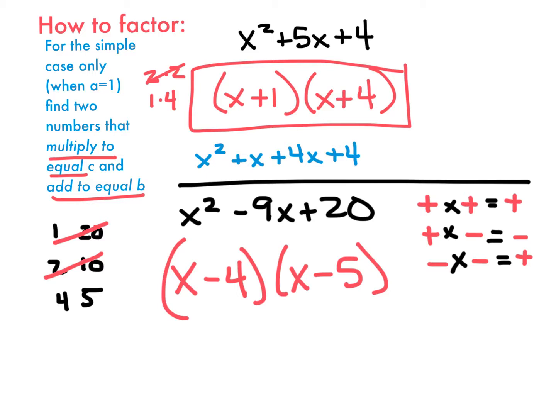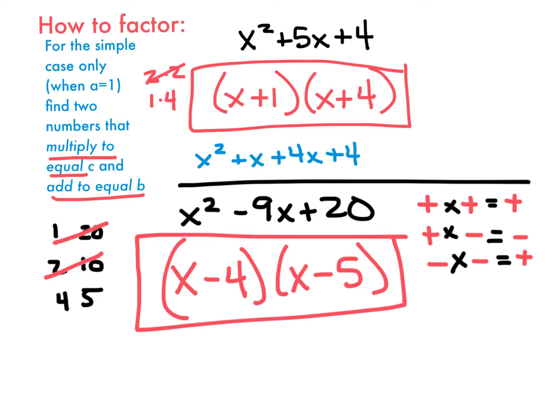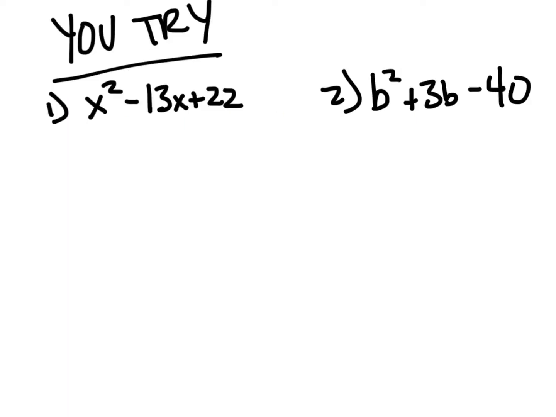Now why do they both have to be negative? Because negative 4 plus negative 5 is negative 9, whereas negative 4 times negative 5 is positive 20. All right, try to use those rules to factor these two problems. I really want you to pause the video and try these on your own, and then we'll come back together.